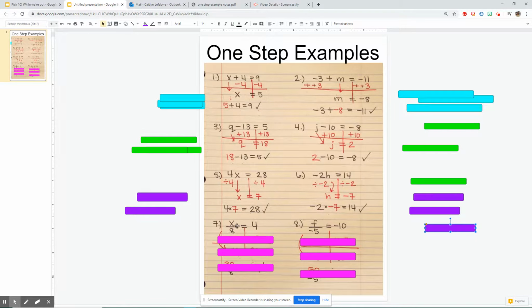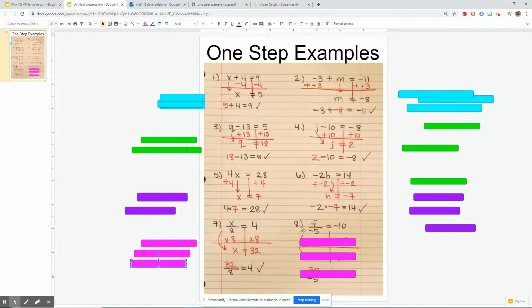So right here, I have x divided by 8. You see how I read that? X divided by 8. So I want to do the opposite of dividing by 8, which is multiplying by 8. I'm going to do that on this side and this side of the equal sign. So I drew my line down the middle, times 8, times 8. These cancel each other out, so I'm left with just x equaling 4 times 8, which is 32. And then I'm going to plug it in. So I'm going to have 32 divided by 8 equals 4, which is true. So that one's right. X does equal 32.